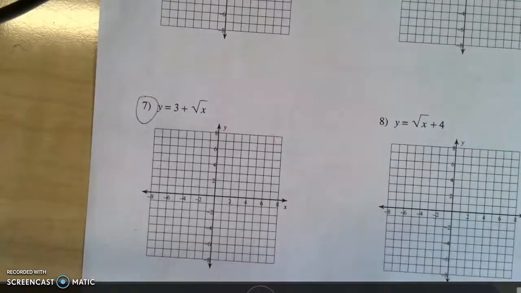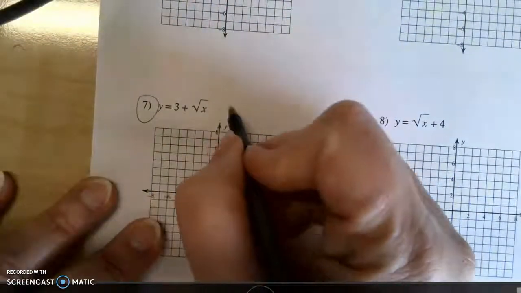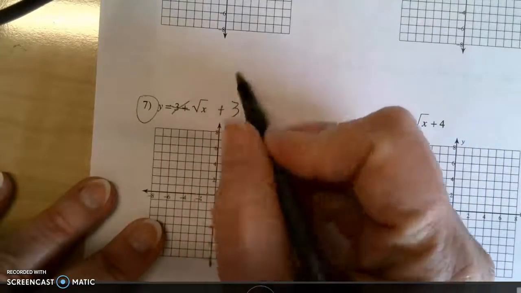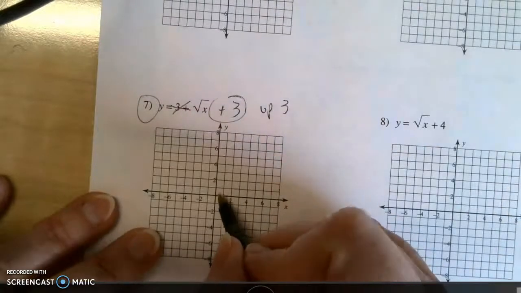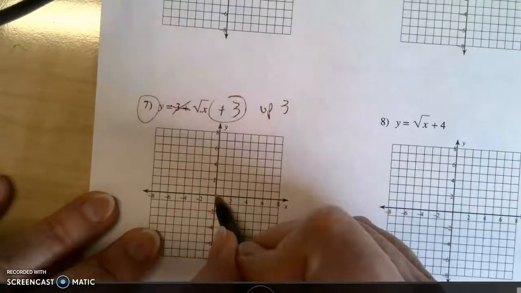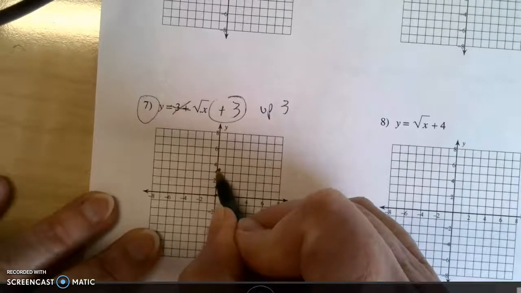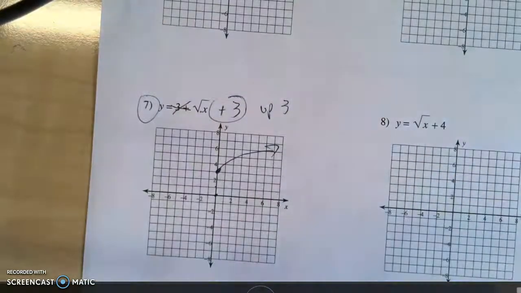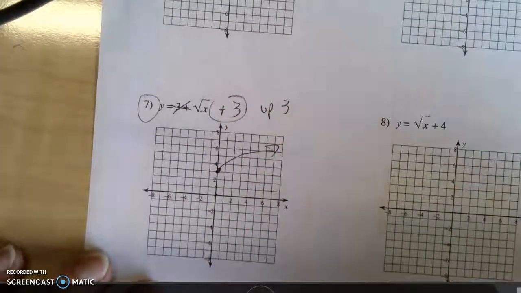This is just written funny. So normally we would write the +3 back here. So this is an up 3 shift. So it's a square root. Normally here I'm going to go up 3. 1, 2, 3. I'm not going right or left, and there is my graph. You just need to remember what the parent function looks like for a square root.